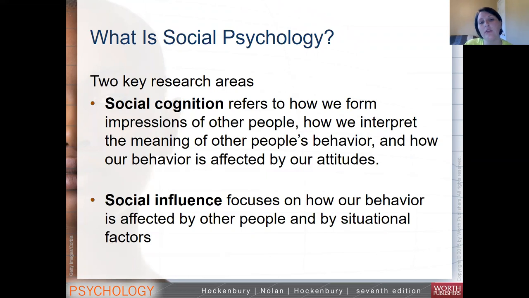The other key research area is social influence. That's how our particular behavior is affected by people, as well as by the situation that we're in. For example, social influence can explain why we behave a certain way at a funeral versus how we behave at a music concert.